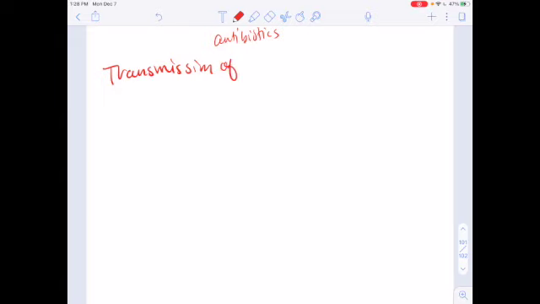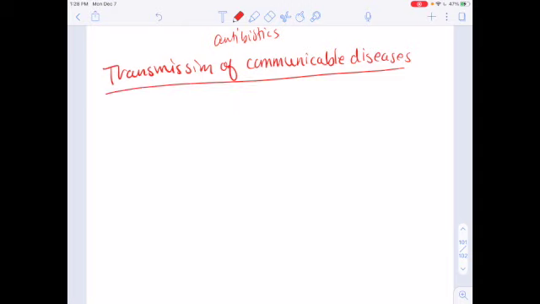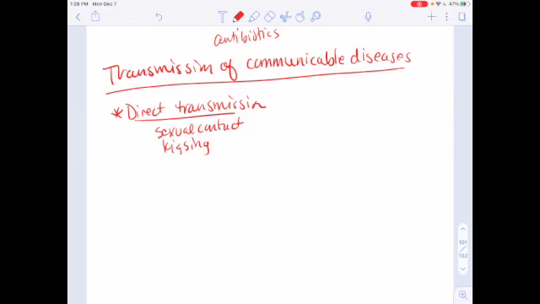Transmission of communicable diseases. You can have direct transmission. So direct transmission would be person to person, so touch, kissing, sexual contact, kissing, coughing directly right on a person.